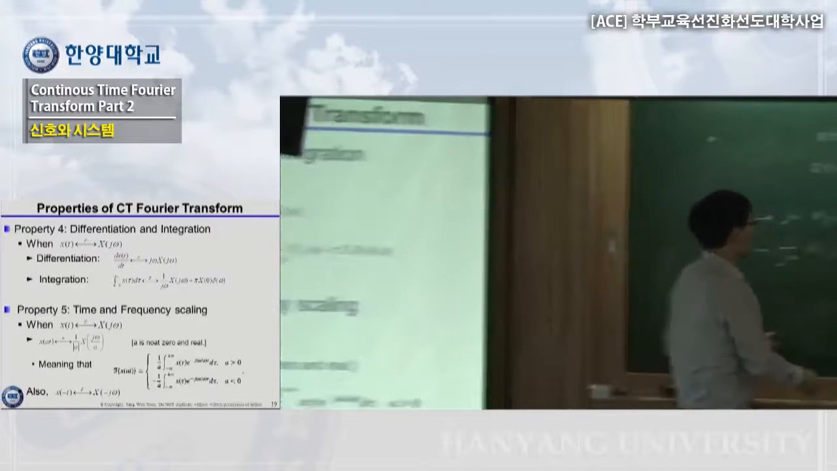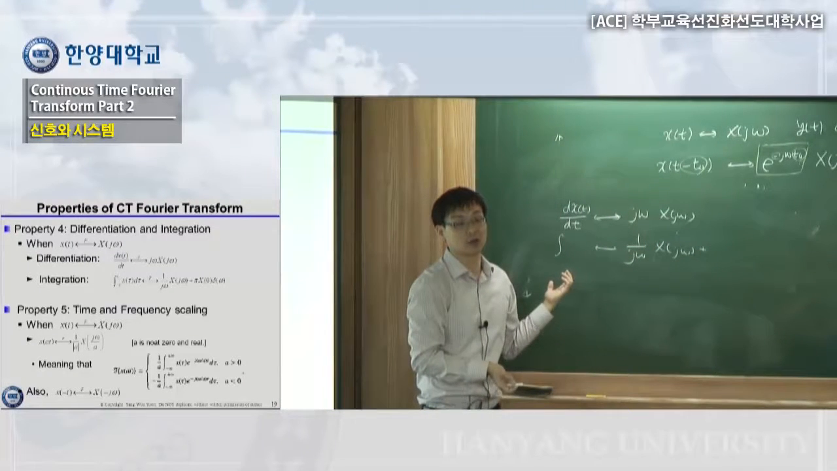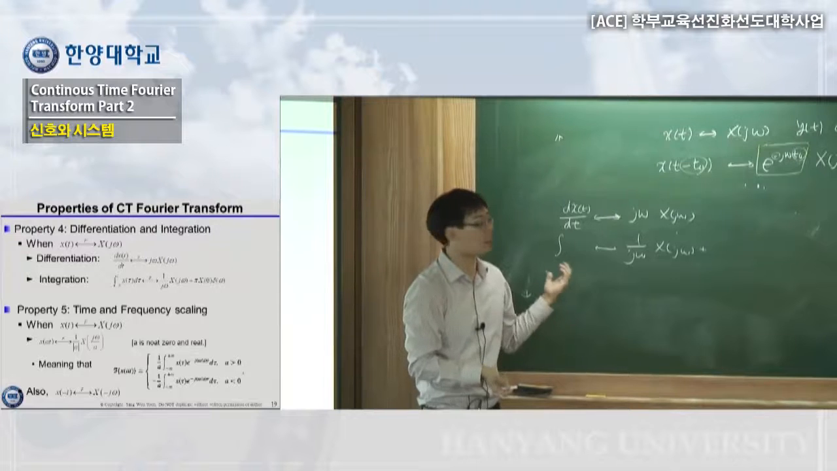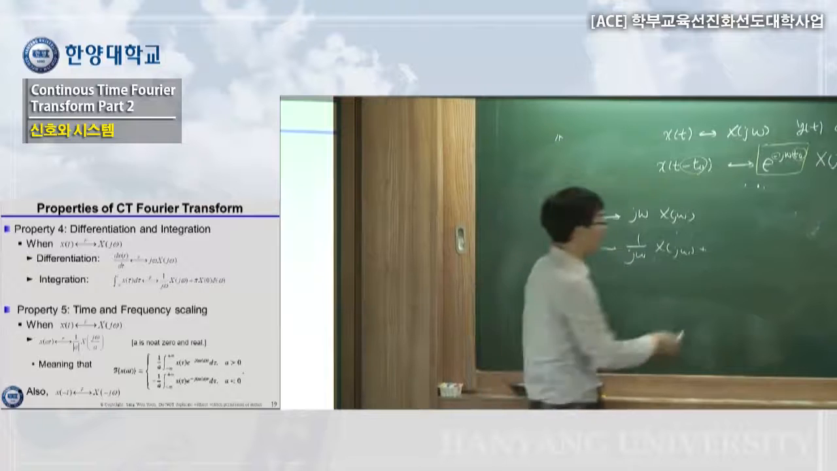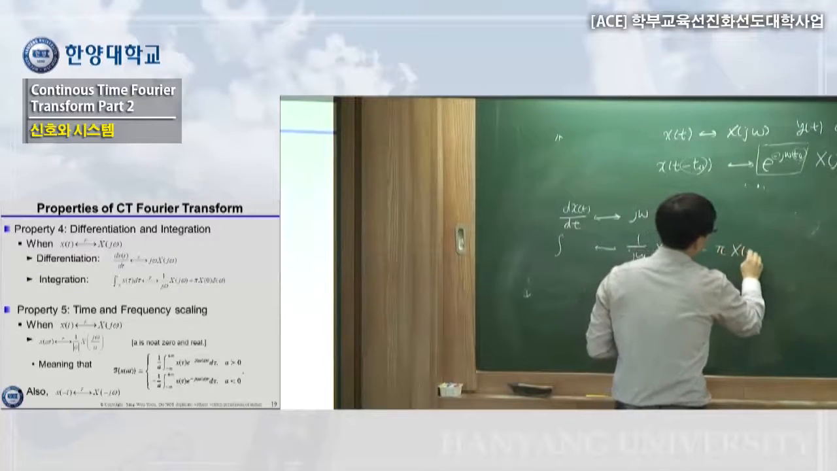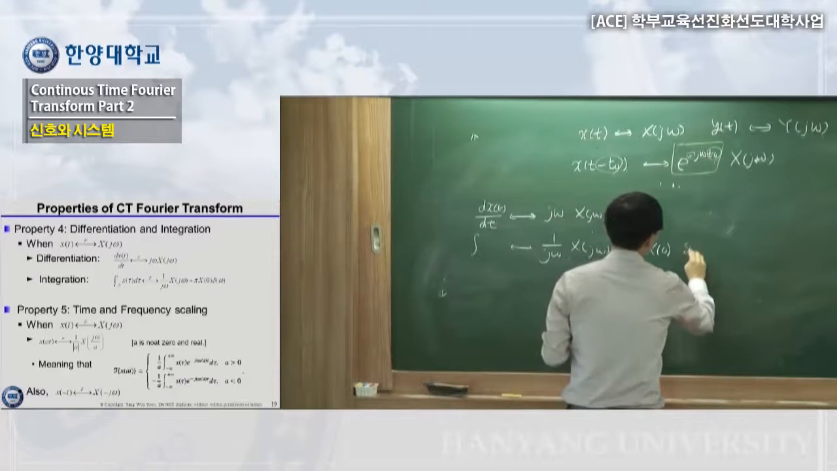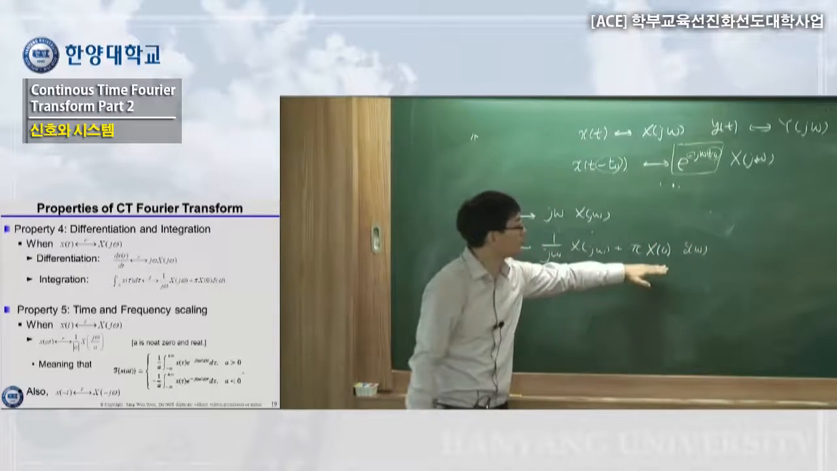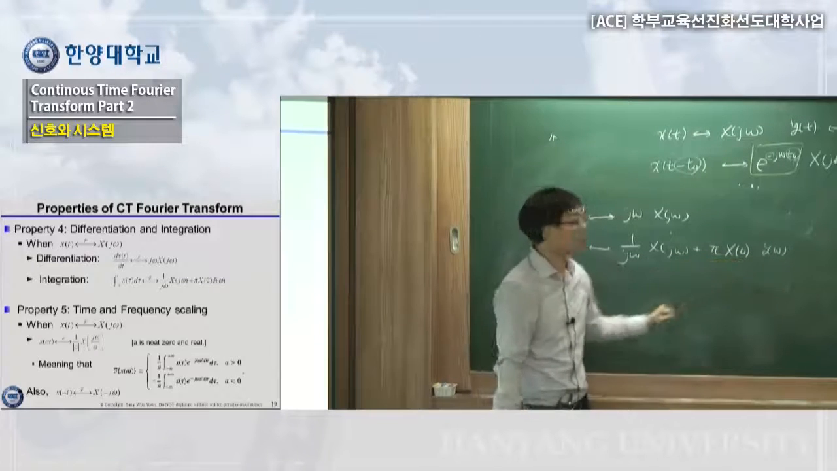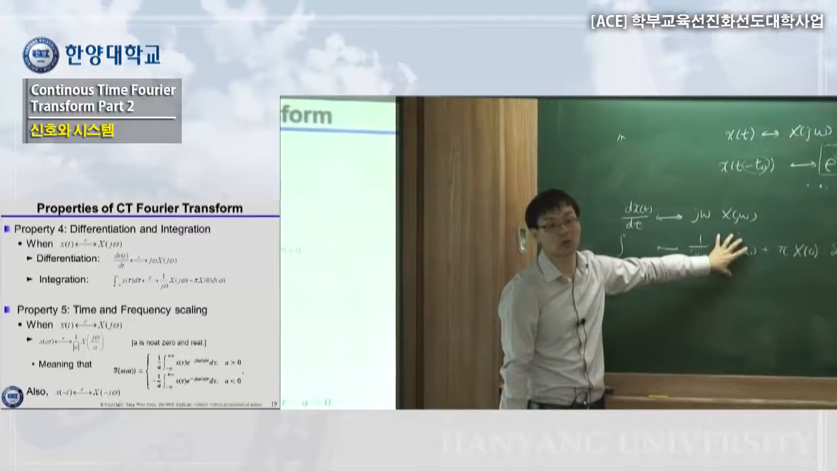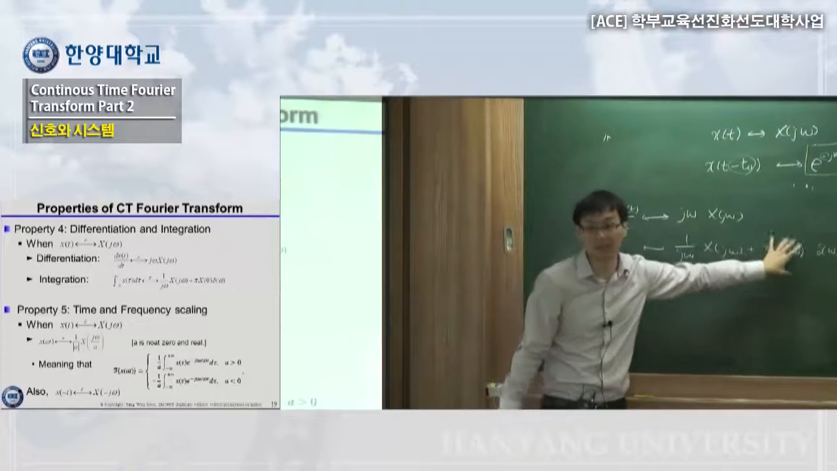But actually, integration always has an initial value. If the initial value is 0, this is right. If the initial value is not 0, actually there is something: delta, right? So if the initial value is not 0, then we have some constant afterward. What we have learned here assumes that the initial value is 0. If the initial value is not 0, then we should consider that.